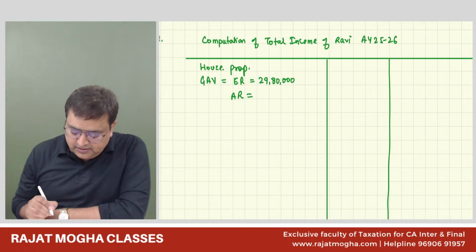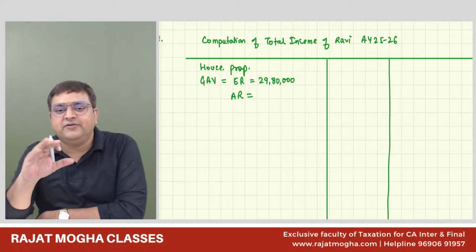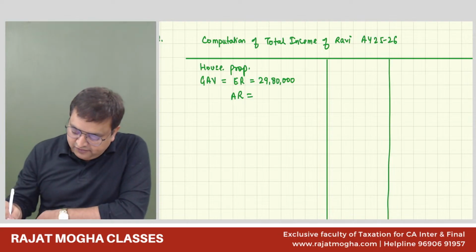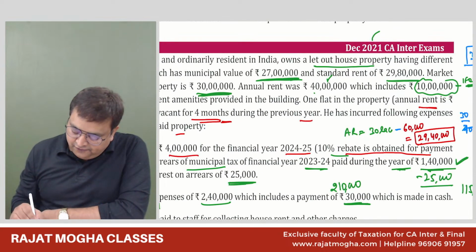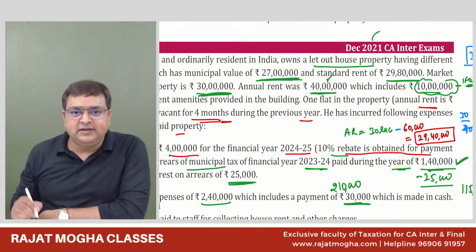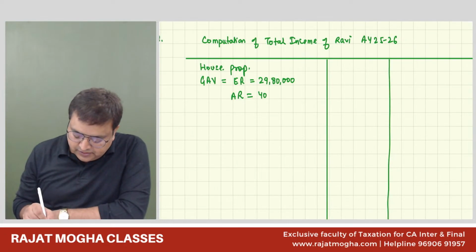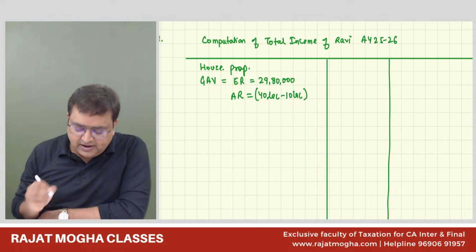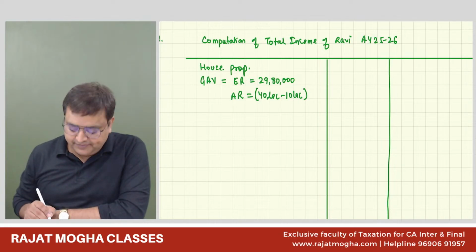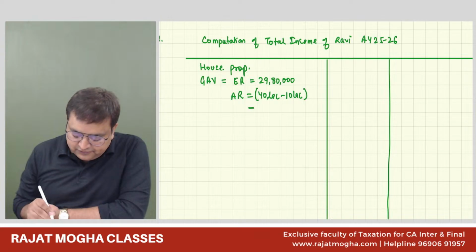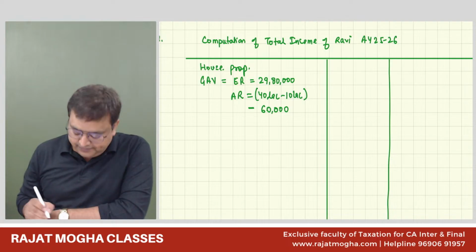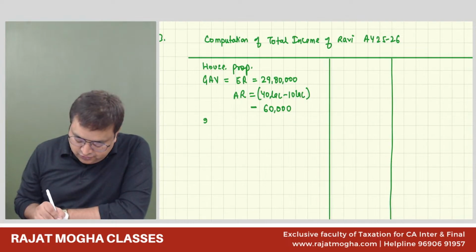How much is the actual rent? Actual rent is after vacancy. There is a 4 months vacancy also. So actual rent was 40 lakh, out of which 10 lakh was for other amenities. So first of all, actual rent related to houses is 40 lakh minus 10 lakh, because 10 lakh is related to IFOS. So it is 30 lakh, minus the vacancy amount also. Vacancy amount was 60,000. How we computed the 60,000? We were to show this 2,40,000.